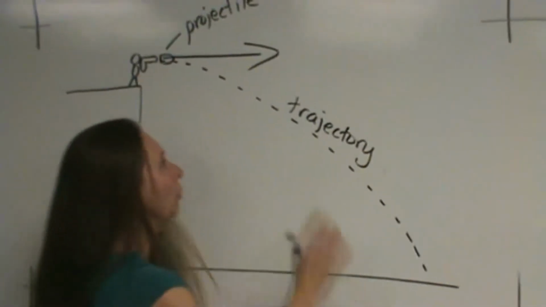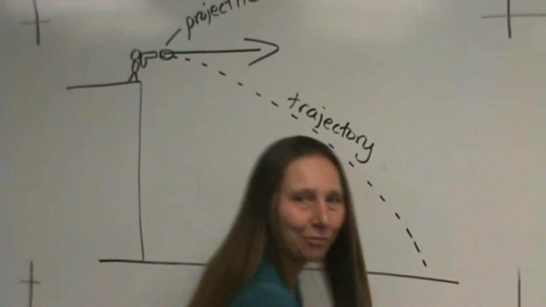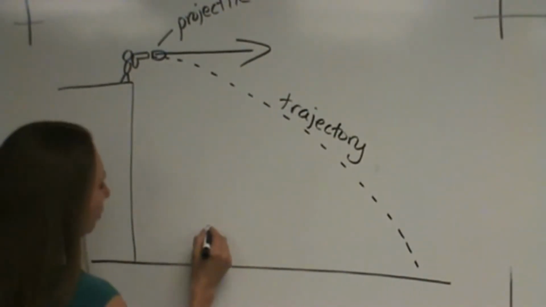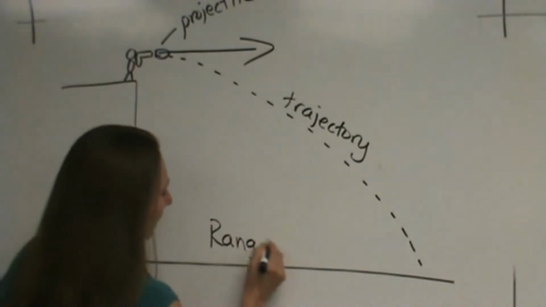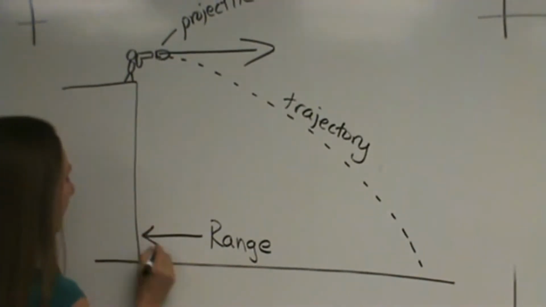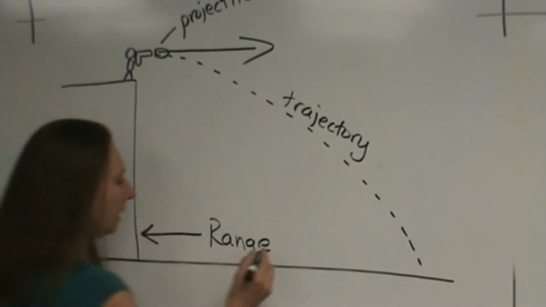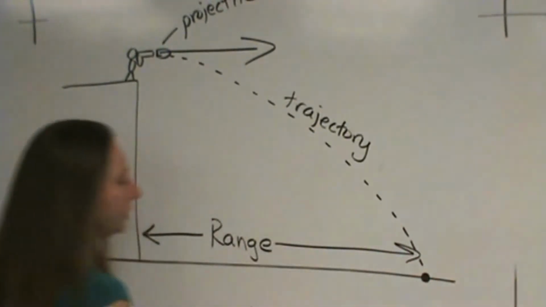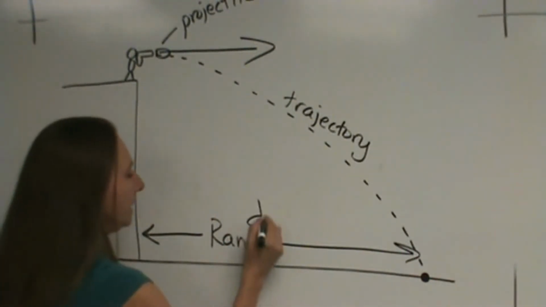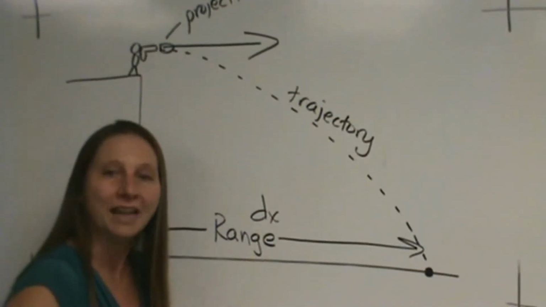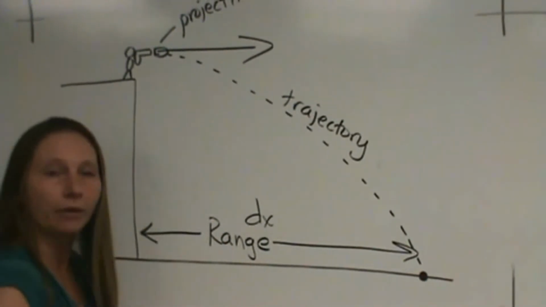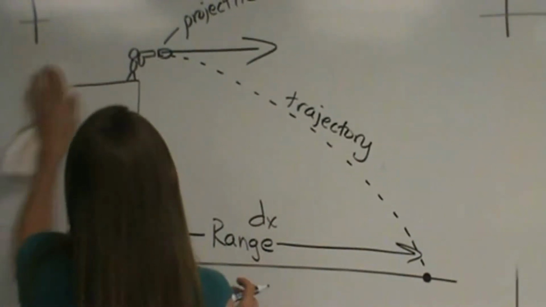Now, if I had more room, I would stretch it out a lot more, but this is a short board. And the range is most easily measured from right here at the base of the cliff to here, where the bullet hits. This would be dx, or the range of the projectile. So those are our vocabulary words in a real problem.